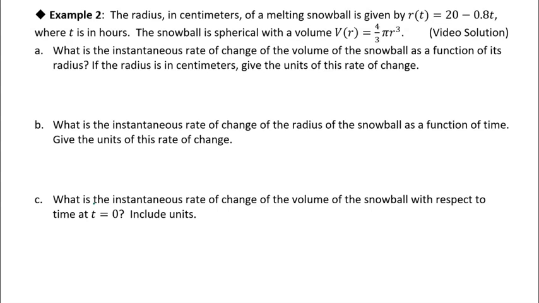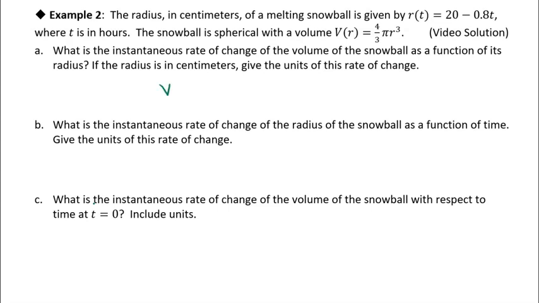The first question is asking, what is the instantaneous rate of change of the volume of the snowball as a function of radius? If radius is given in centimeters, give the units of the rate of change. So we need to give its units too. We're trying to find the instantaneous rate of change of volume with respect to radius, so we're going to find the derivative.